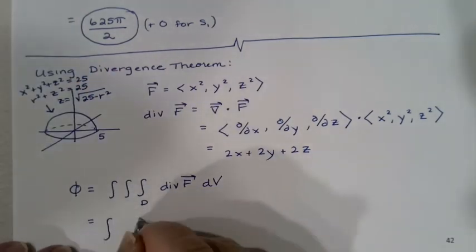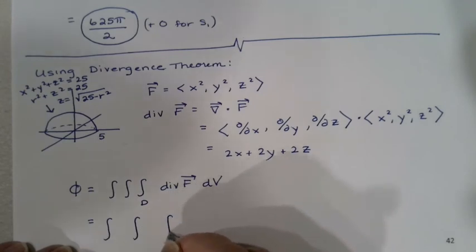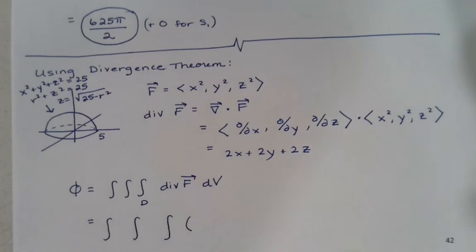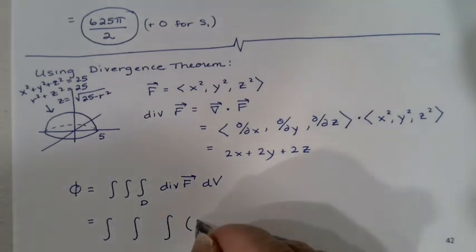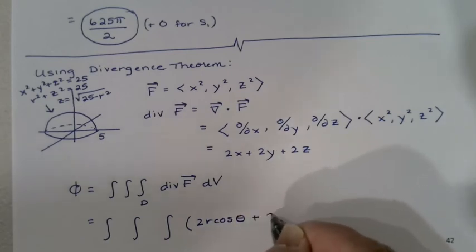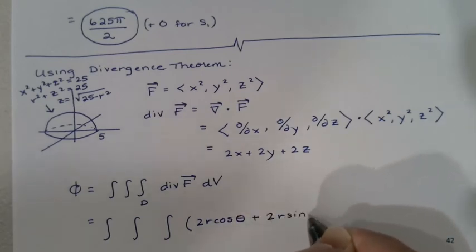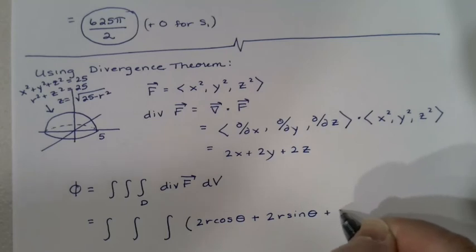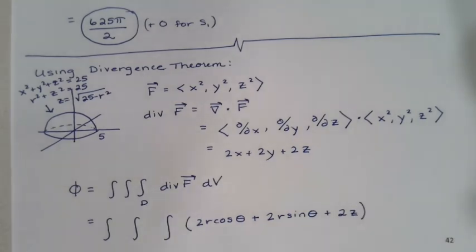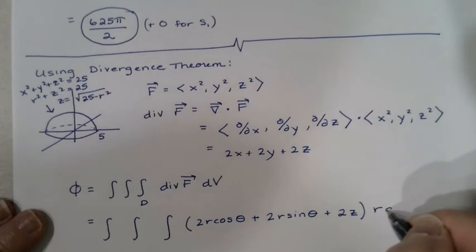So when I go to set up my triple integral, I'm going to integrate this divergence function, and I'll change to cylindrical coordinates as I go. So this would be a 2r cos theta plus 2r sine theta plus 2z, z still is z in cylindrical coordinates, and then r dz dr d theta.